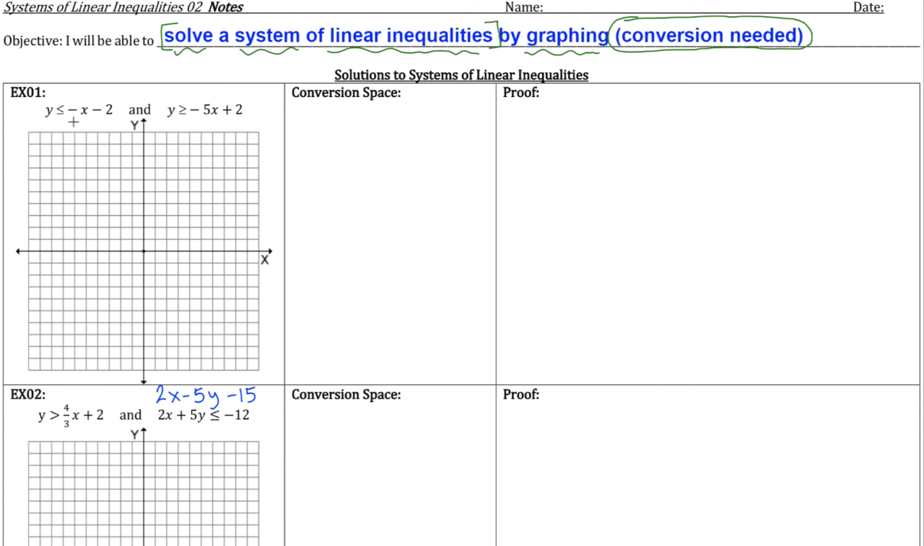So y is less than or equal to negative x minus 2. So 0, negative 2 right here. Let's make that green. 0, negative 2. And then this is negative 1 over 1, so we go down 1, right 1. So we keep going like this. I'm not going to draw all of them because it gets squished, so I'm going to imagine some of them. This one can go backwards for sure.